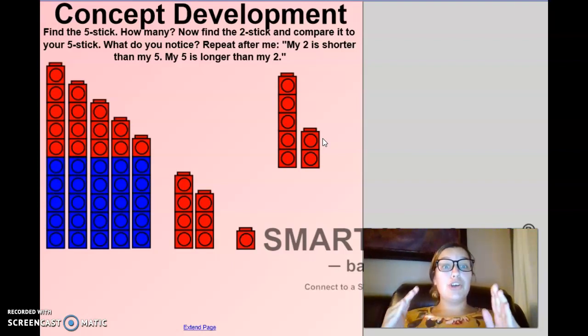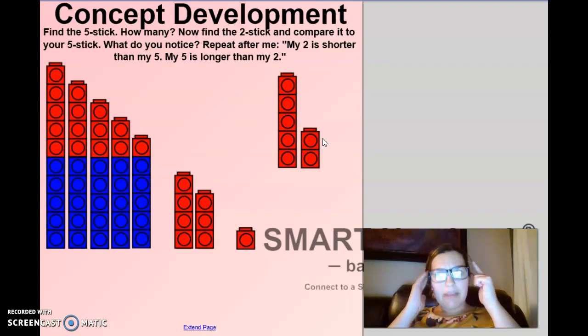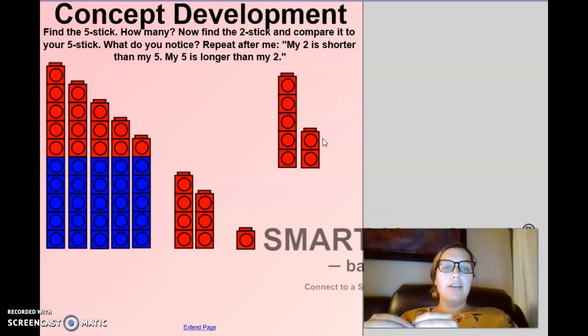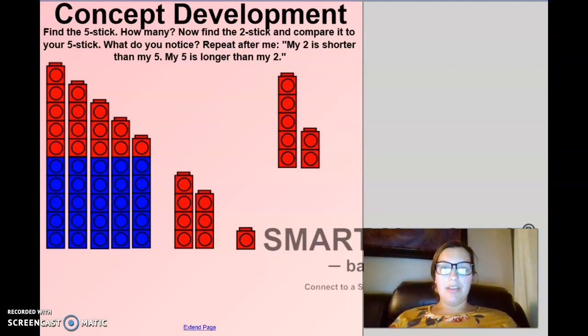Yes, it's longer. So what we could say is my 5 stick is longer than my 2 stick, or we could say something else. Think about it. If we just said my 5 stick is longer than my 2 stick, how could we switch that sentence? My 2 stick is what? Shorter than my 5 stick. Awesome job.